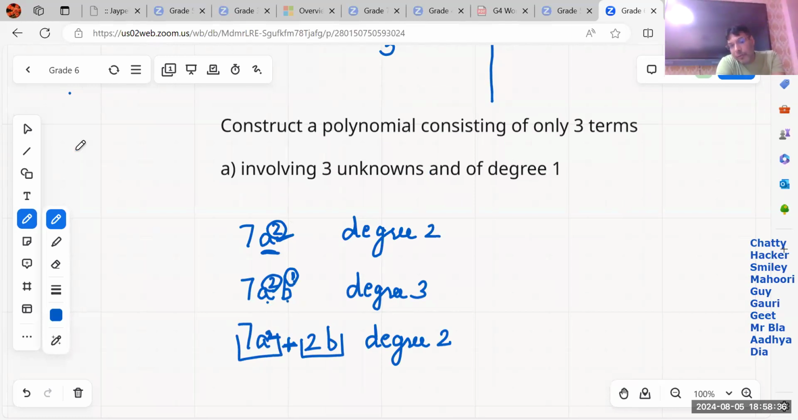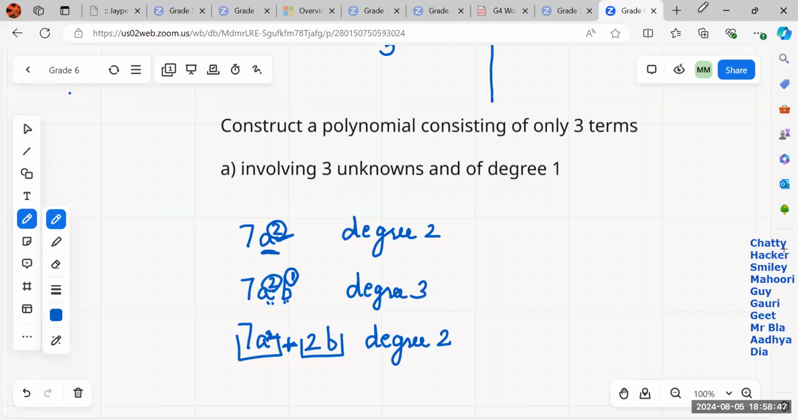So when we have 2 variables in multiplication, disconnected. Am I audible? Yes, sir. So when I have 2 variables in multiplication, the degrees get added.